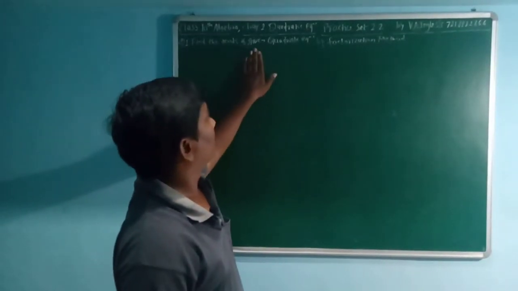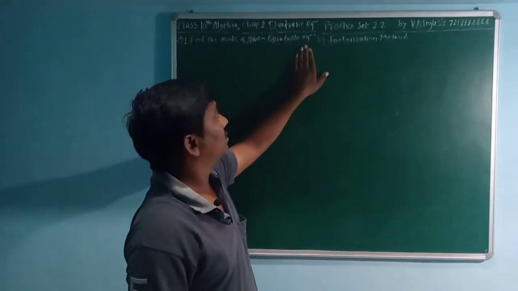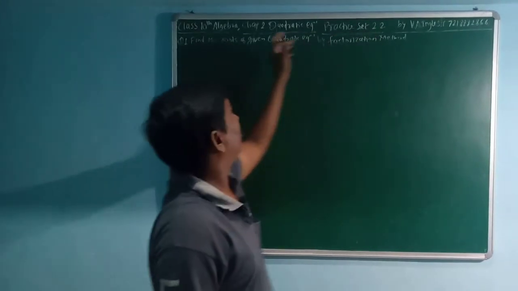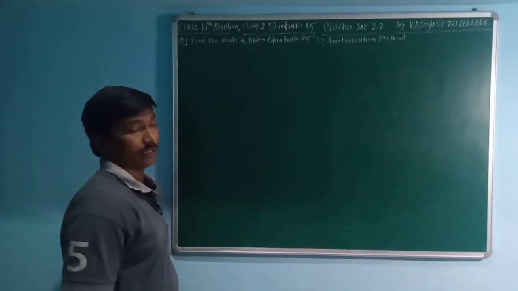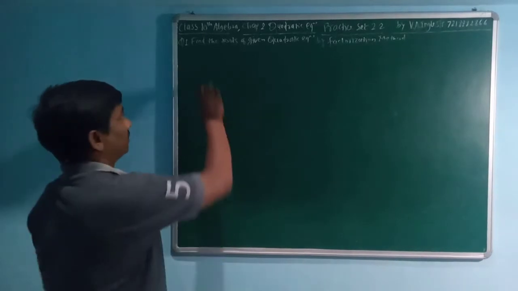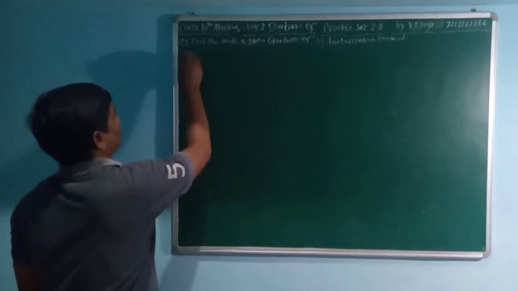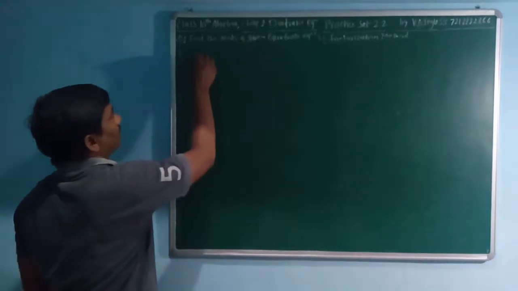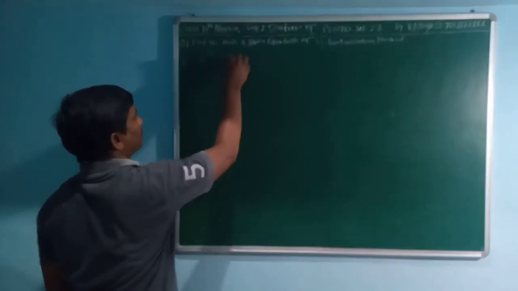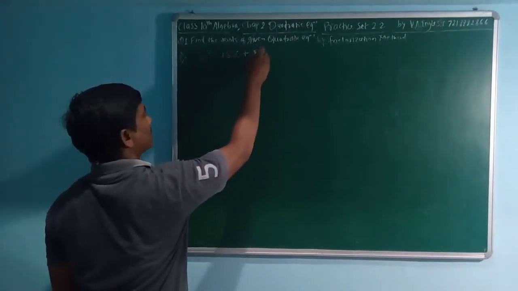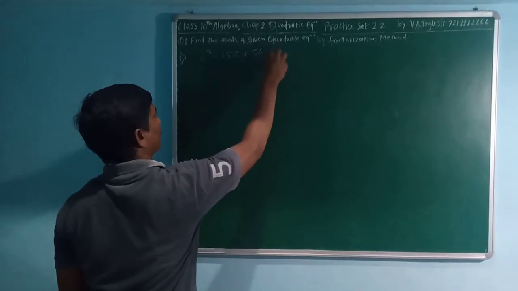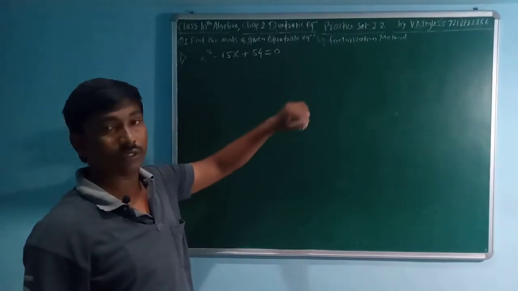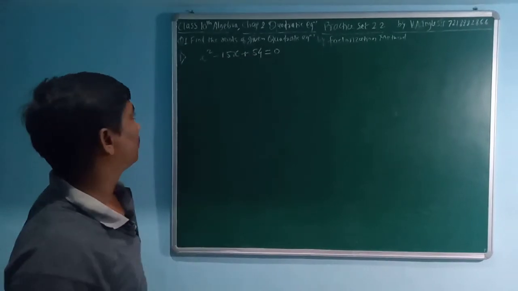To find the roots of the given quadratic equation by the factorization method, from Practice Set 2.2 of Quadratic Equations, Class 10th Algebra. Straight away, question number 1 is x square minus 15x plus 54, and you have been asked to solve this by the factorization method to find the roots of the given quadratic equation.